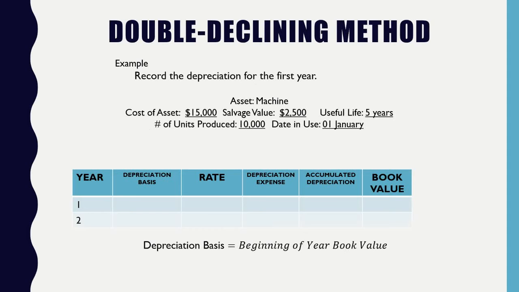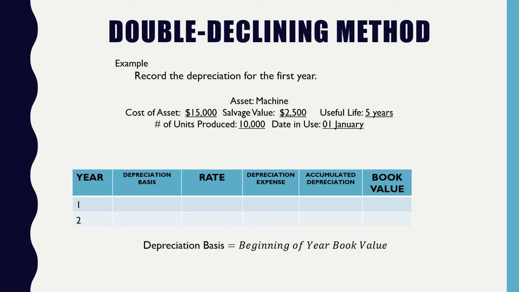So let's dive into the first example. Example number 1: record the depreciation for the first year. We have a machine. Its total cost is $15,000. Its salvage value is $2,500, and its useful life is 5 years. It could produce up to 10,000 items. The date we put it into service is January 1st.